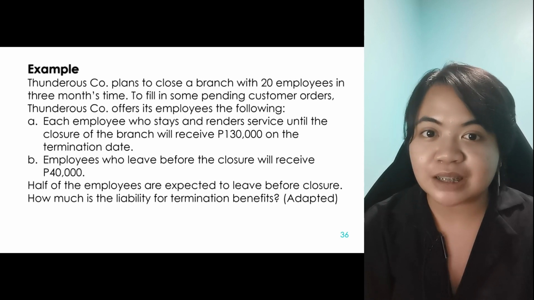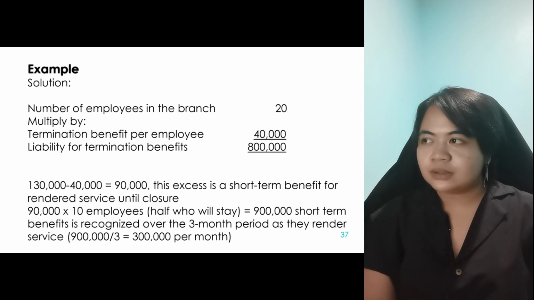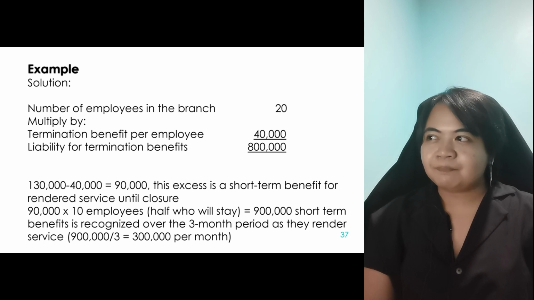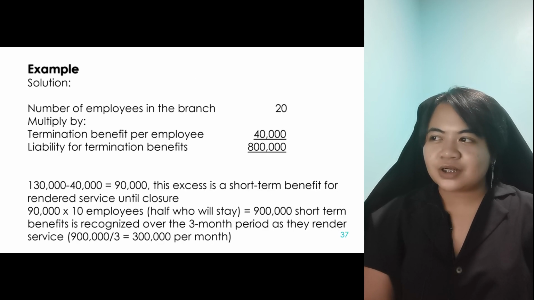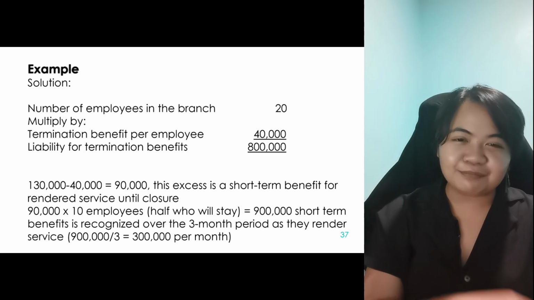Again, termination benefits only. How do we get it? First, get the number of employees per branch, 20. Termination benefit per employee, 40,000. That's letter B. Your liability for termination benefits is 800,000. But what about the half?